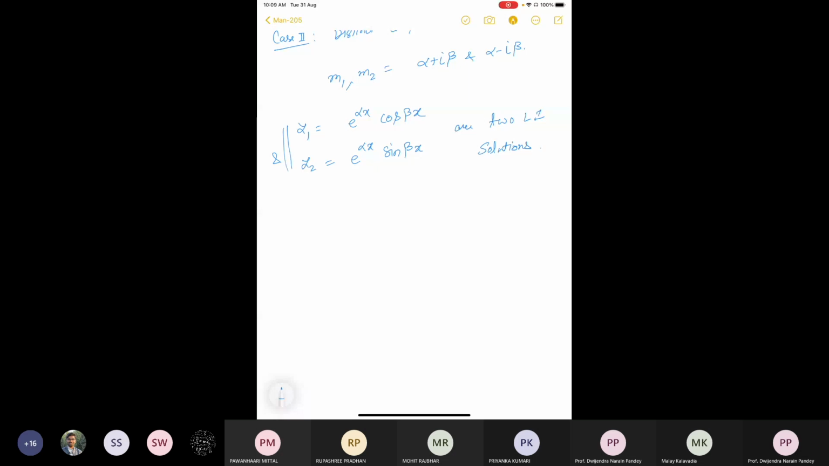Now, have I given any homework to show that first of all we need to prove that these are solutions, and then we have to prove that these are linearly independent solutions? So have you done this part? Yes.